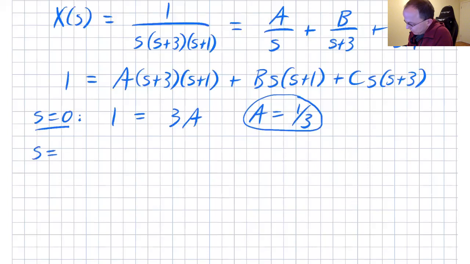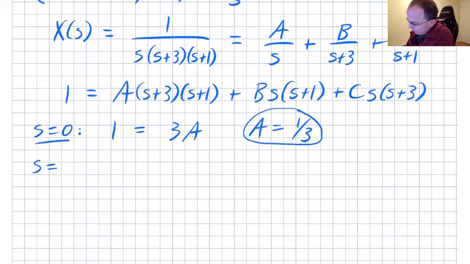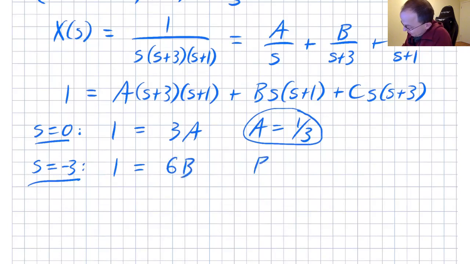Now what do we do? Let's solve for B. If we put s equals -3, then that will be 0 and that will be 0, so those go away. We solve for B. So -3 to get 1 equals -3 times -2, so that is 6. And we get 1/6, which we recognize.